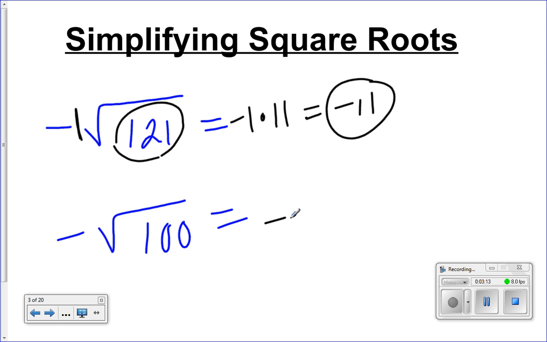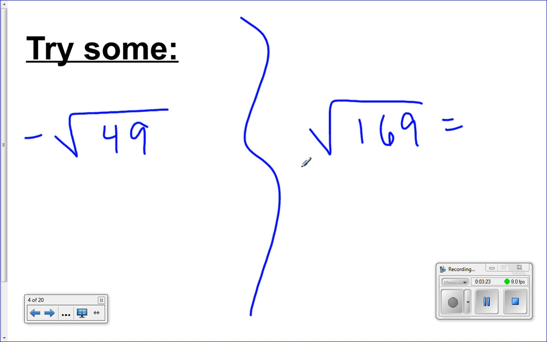So here, I know it's going to be a negative. What's the square root of 100? 10. So it's negative 10. Why don't you go ahead and try these on your own? So now would be a good time to hit the pause button and write your responses down in your notebook.